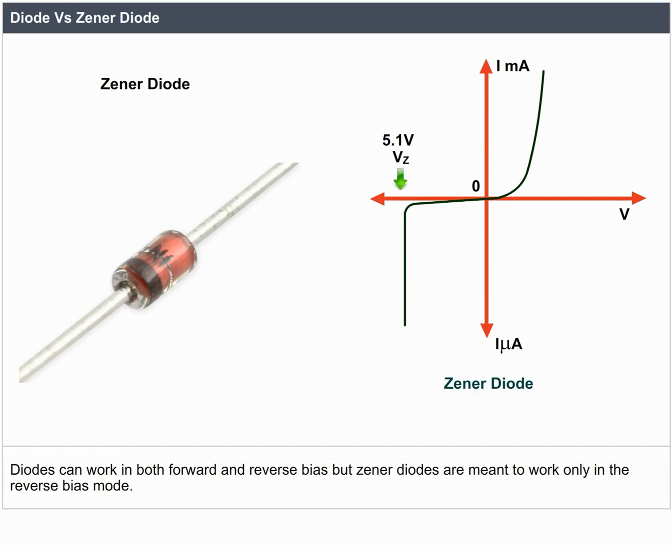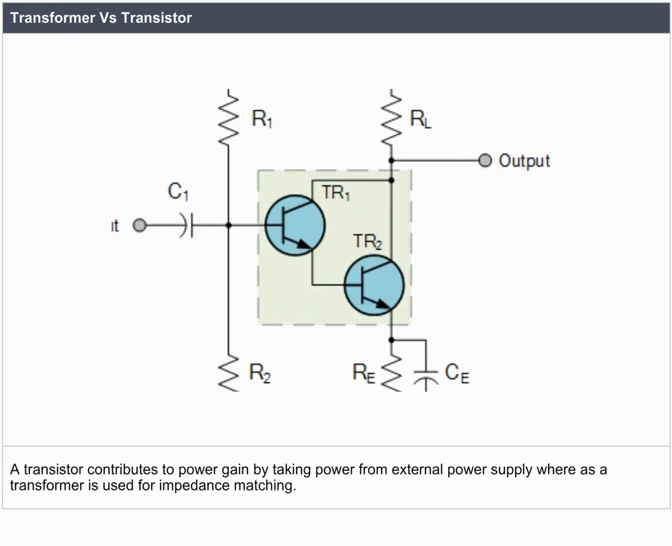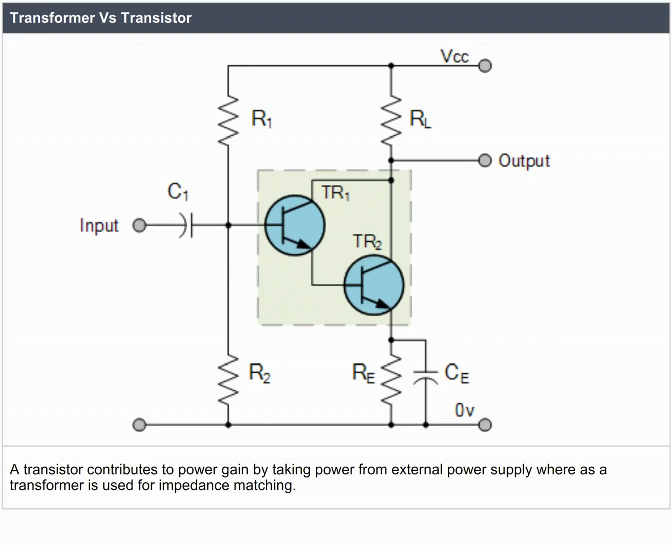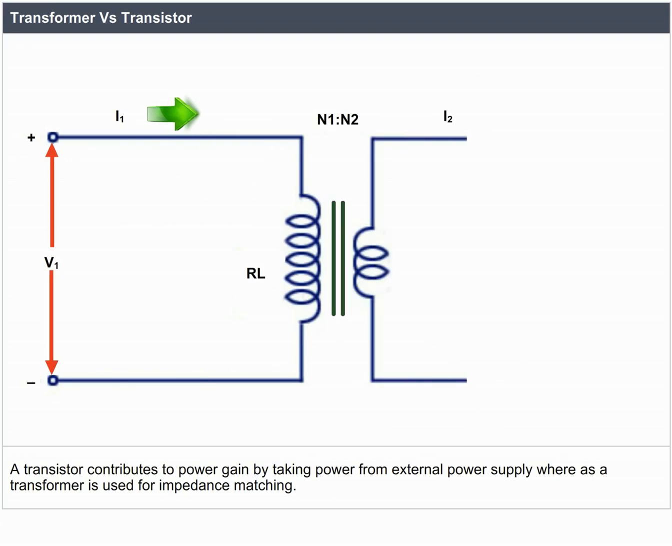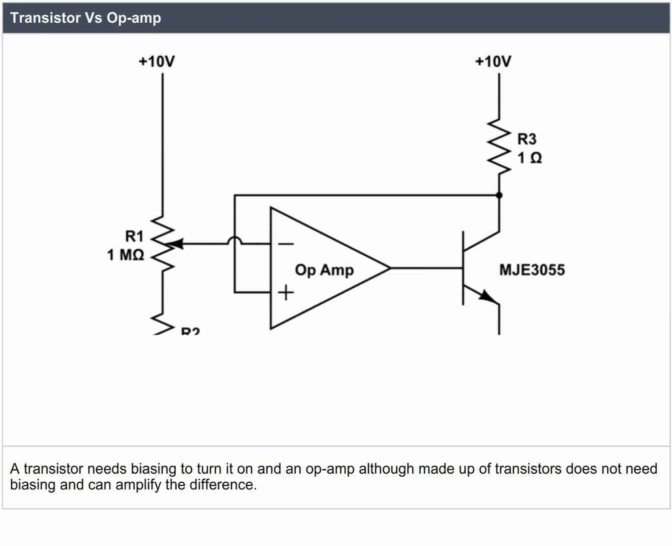A transistor contributes to power gain by taking power from external power supply, whereas a transformer is used for impedance matching. Transistor versus op-amp. A transistor needs biasing to turn it on, and an op-amp, although made up of transistors, does not need biasing and can amplify the difference.